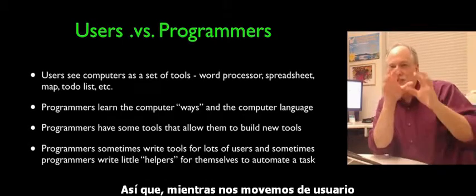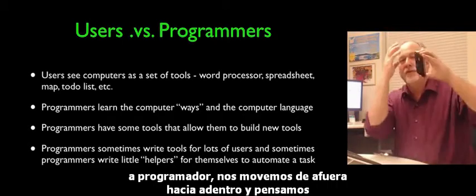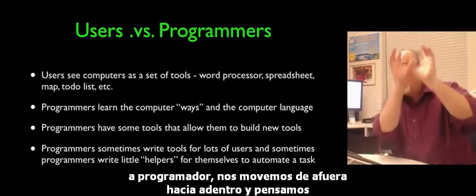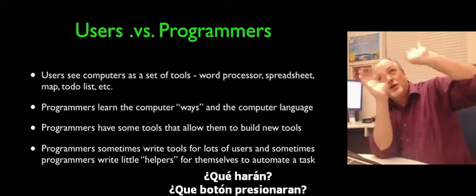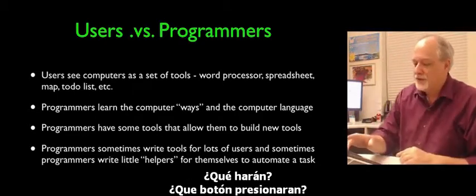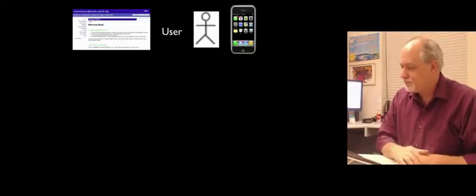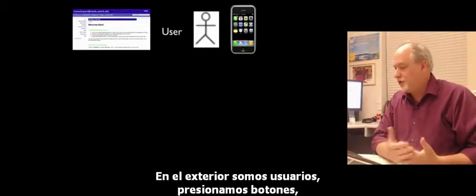So as we move from user to programmer, we move from outside to inside, and we think of the world out there. It's like, what are they going to push? What button are they going to push? So here's kind of a picture of that. On the outside, we're users. We click on buttons.